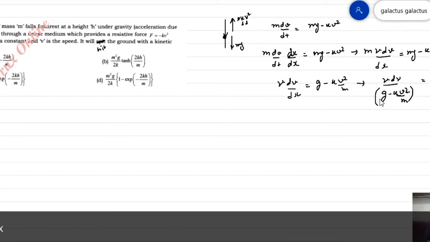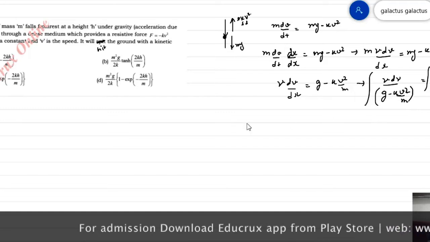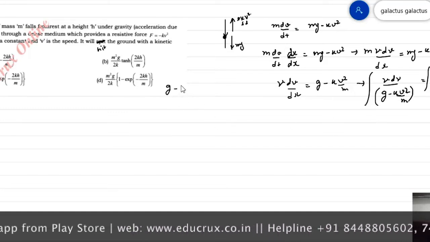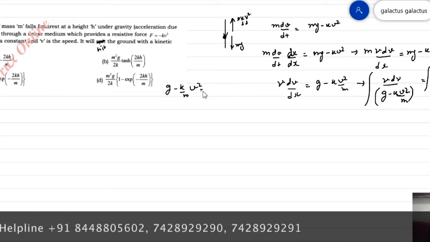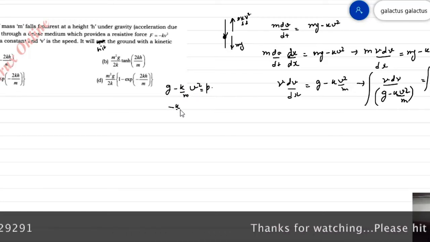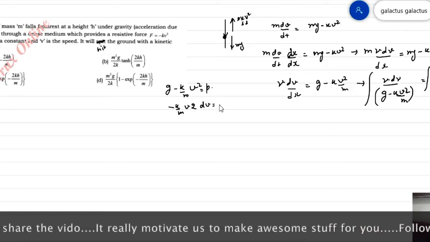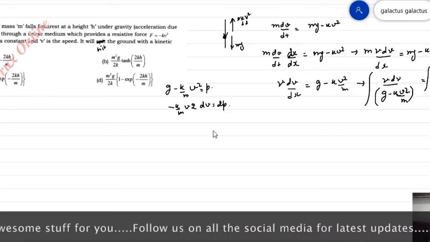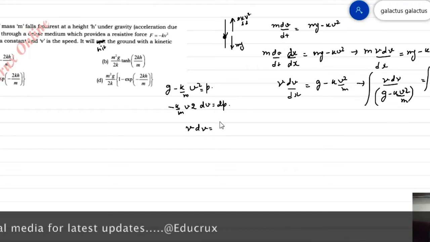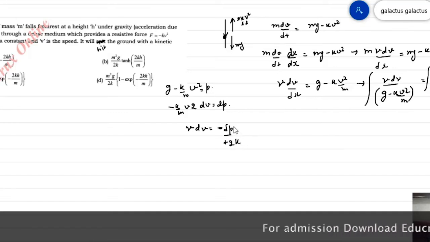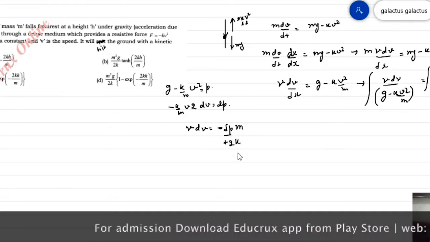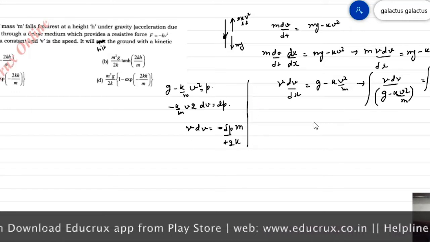So if I now integrate, to perform integration on both sides, I have to first evaluate the left hand side. So if I now take g minus k by m v squared to be p, then I can write k by m times 2v dv is equal to dp. Okay, so my v dv will change to minus dp by 2k by m.